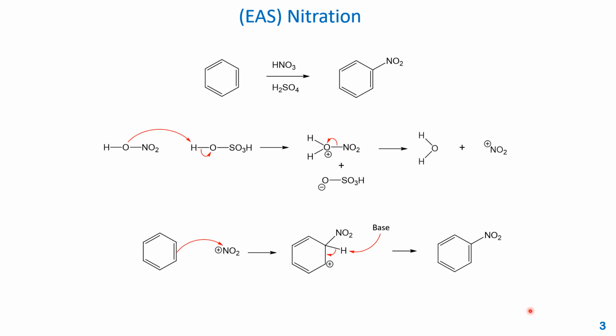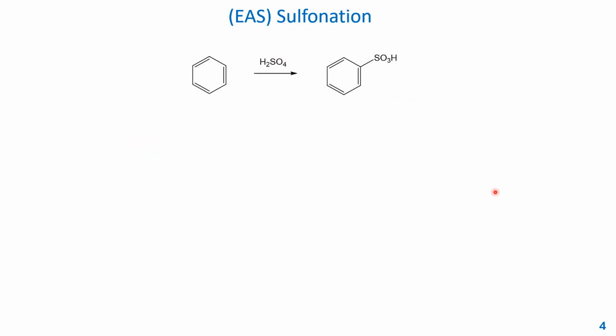product, nitrobenzene. If we only have sulfuric acid, if we don't use nitric acid here, the reaction is called sulfonation. In sulfonation, the product will be benzenesulfonic acid. First step, generation of electrophile again. So this time we only have sulfuric acid, so two molecules of sulfuric acid.